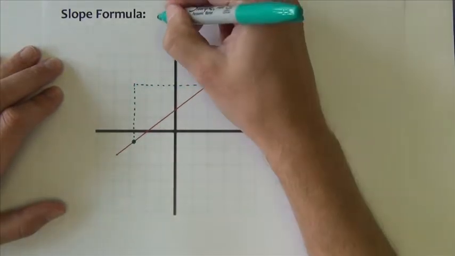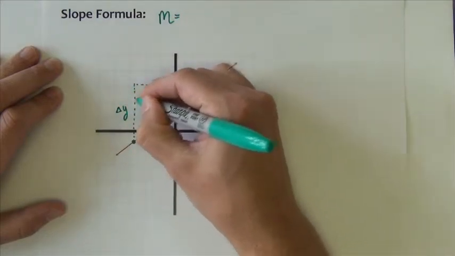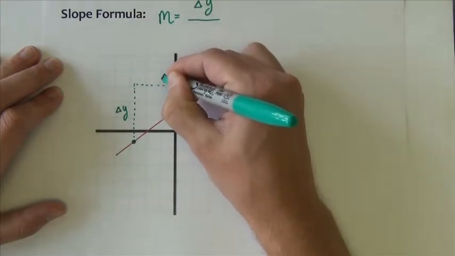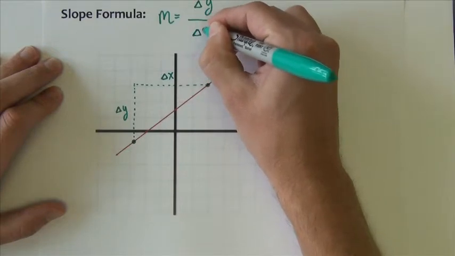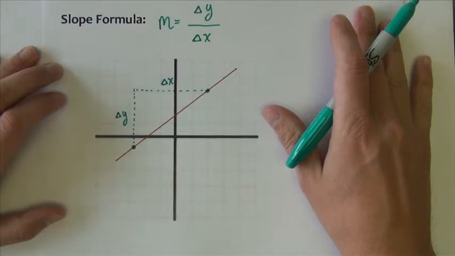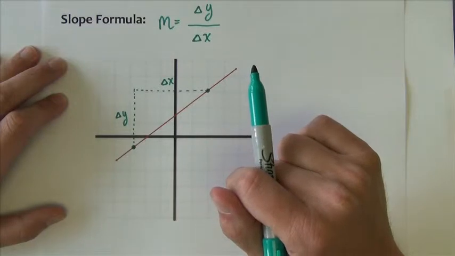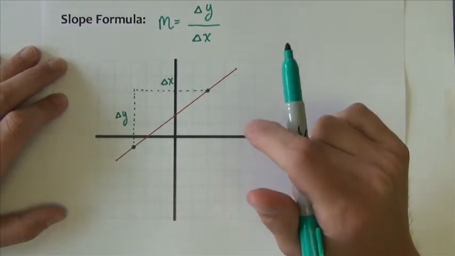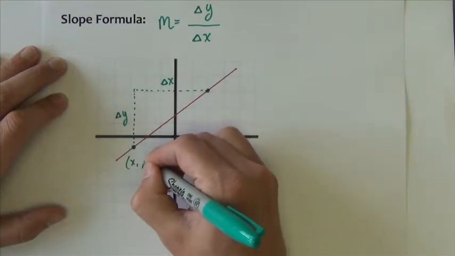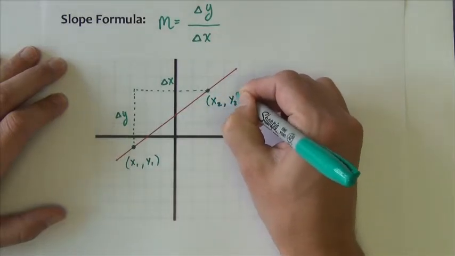Okay, well I know that the slope, m, would be defined by this. If you haven't seen it before, the little triangle symbol is a delta, and it means change. Slope is the change in y divided by the change in x. So the question is, how do we compute that change? Let's label these points. I'm going to call this x1, y1, this x2, y2.